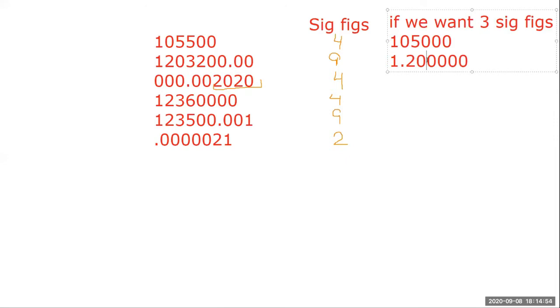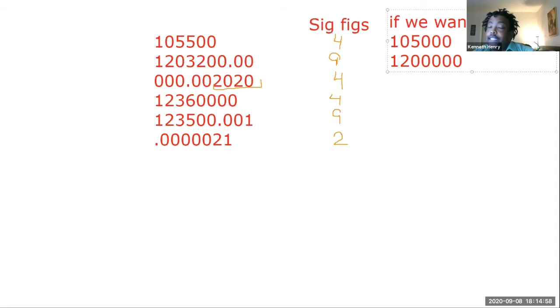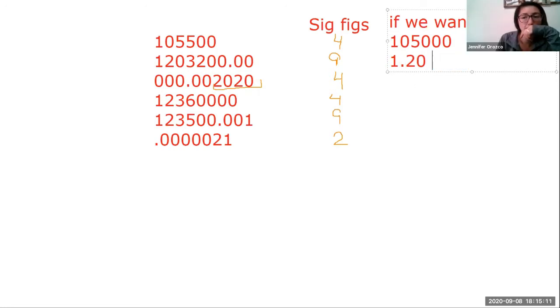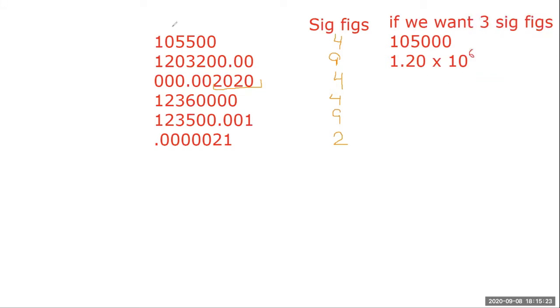1,200,000. If I was writing it in scientific notation, 1.20 times 10 to the positive 6 power. That's right. Times 10 to the 6th power. Okay.